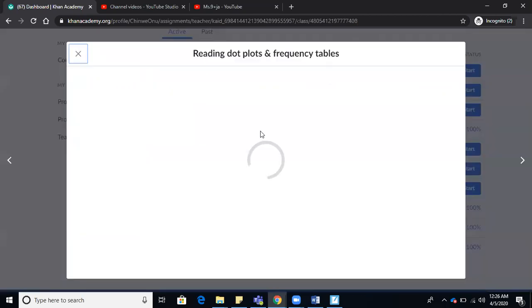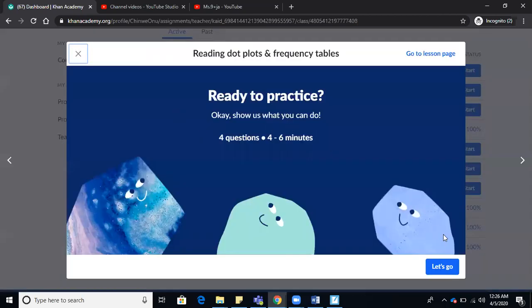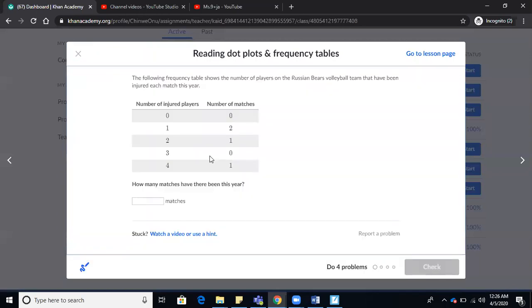So I'm going to go ahead and click start for reading. So here, I'm going to click let's go. So here it says how many matches have there been this year. Here we have a frequency table, as you can see. It tells us the number of injured players and the number of matches with those injured players. But here it wants the total number of matches that there have been this year.